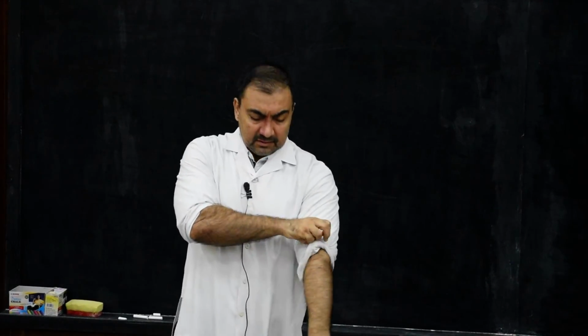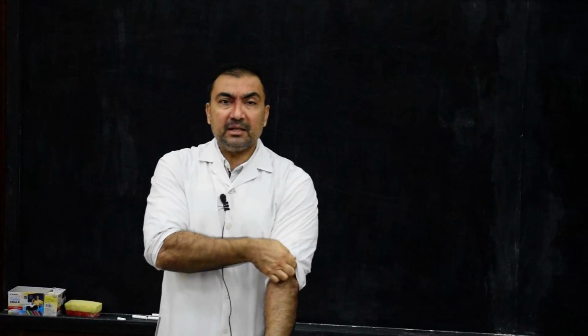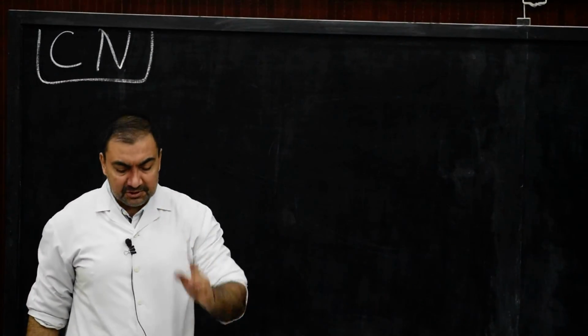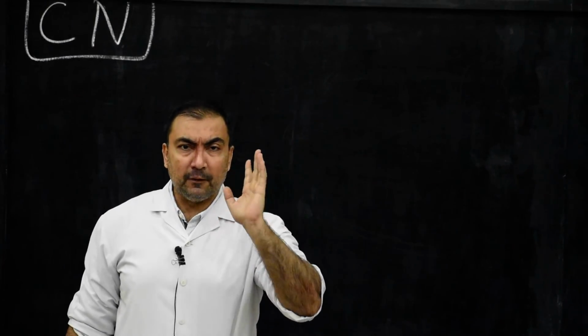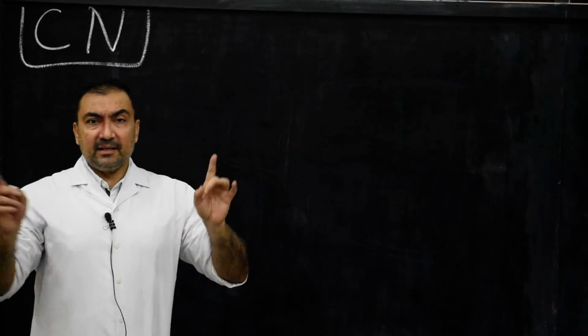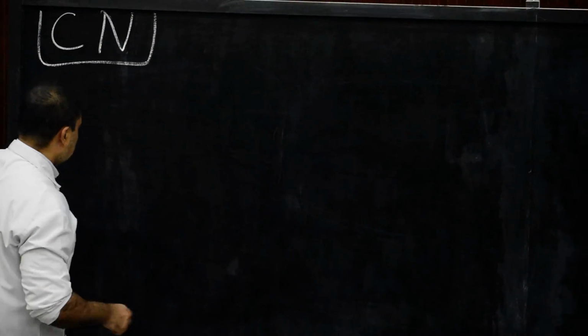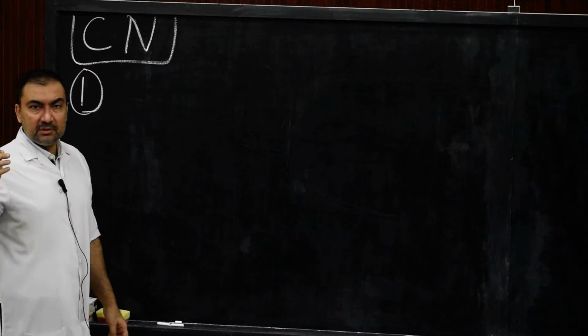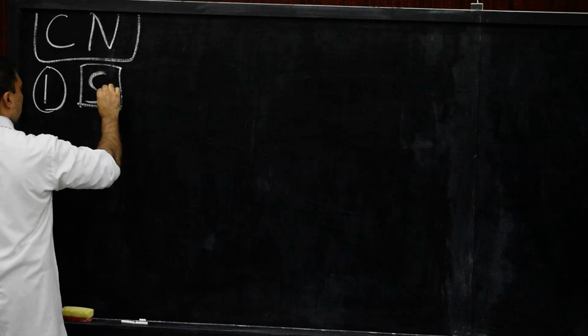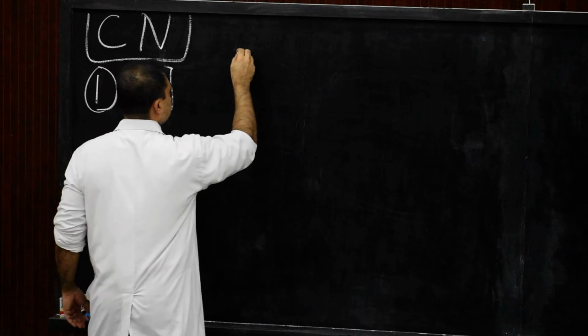Good morning students. We come up with a very important lecture of general anatomy: classification of neurons. In the classification of neurons, we classify the neurons in three different categories. The first classification is according to the shape, the second according to the function, and the third according to the size of the neuron, of the axon. So the first classification depends upon the shape of the neurons.